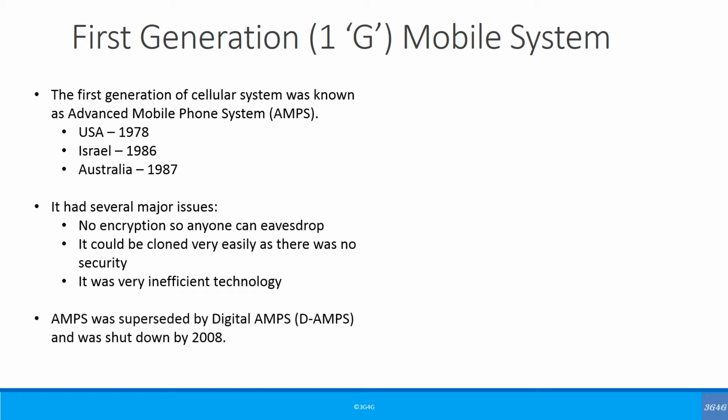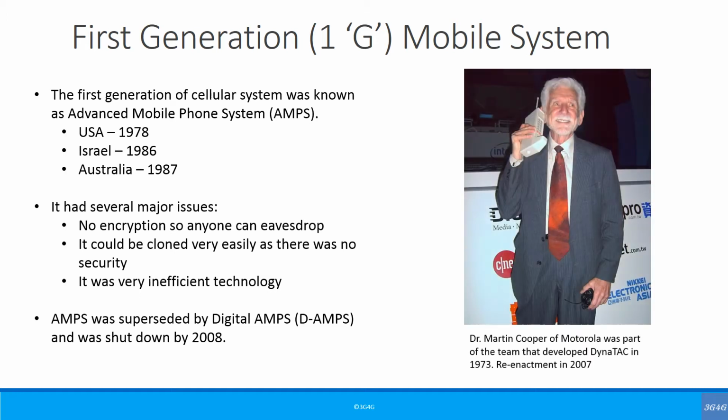It was also a very inefficient technology. So AMPS was superseded by digital AMPS, or D-AMPS, which is a 2G technology which we will have a look at later, and it shut down in around 2008. This is Dr. Martin Cooper, who was part of the team to show a proper first mobile phone, which is also known as the brick phone nowadays. You can only find it in museums.